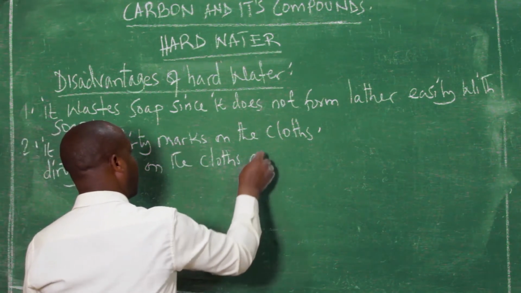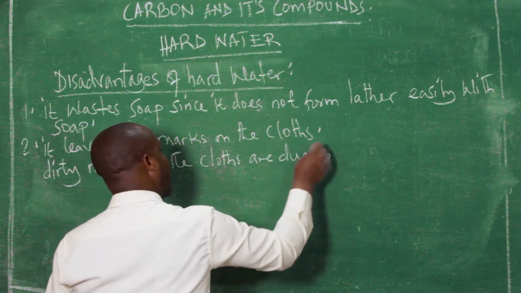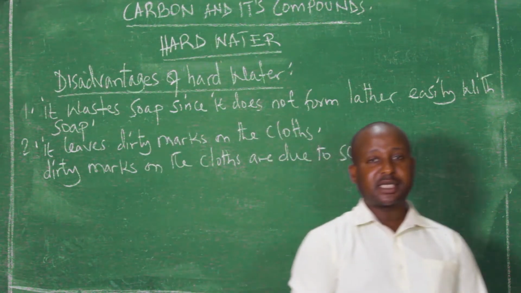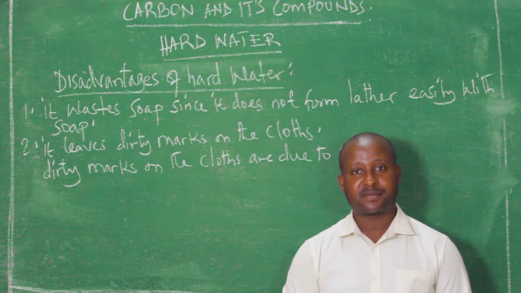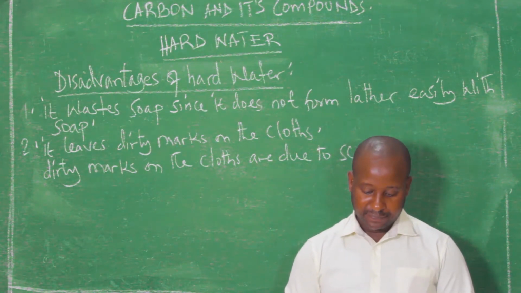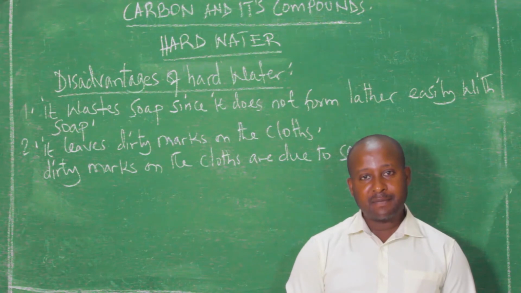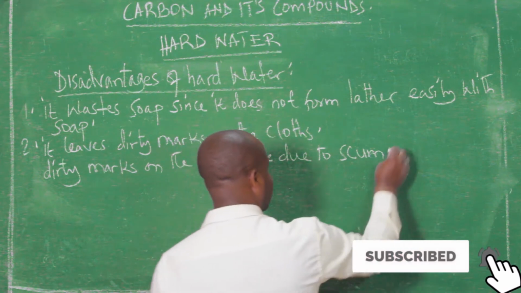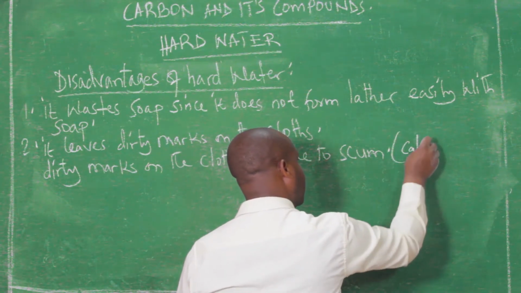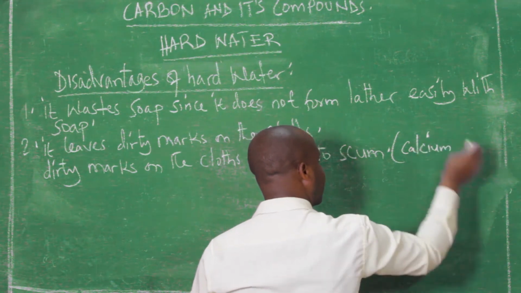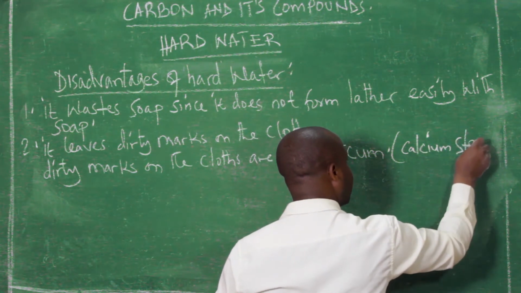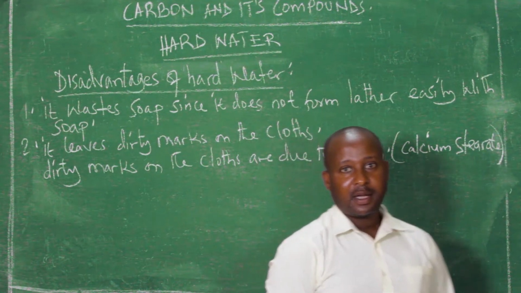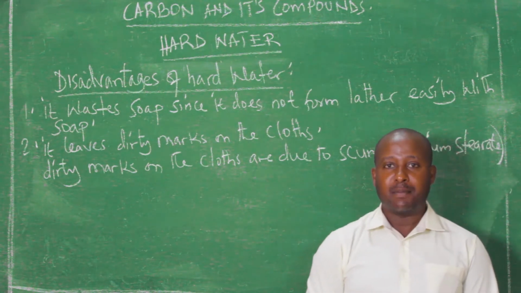Dirty marks on the cloth are due to scum. We need to discover what scum is. Another name for scum is calcium stearate. So what causes this scum?